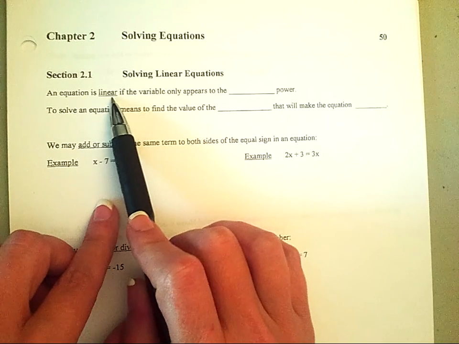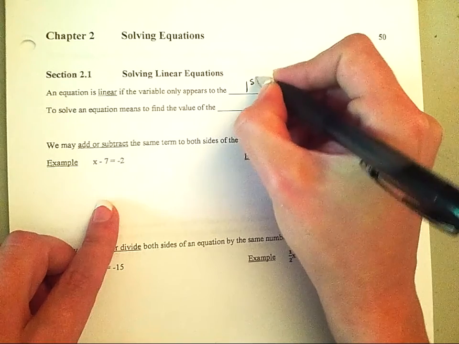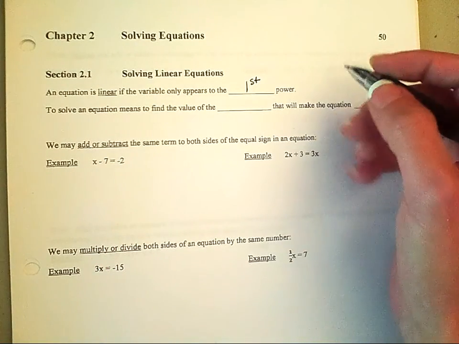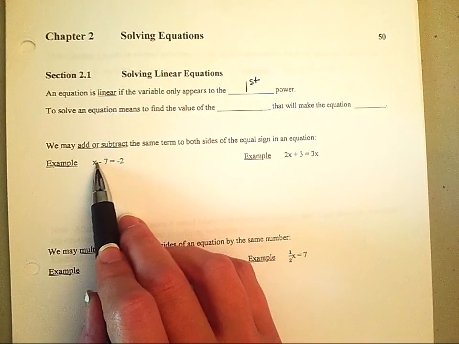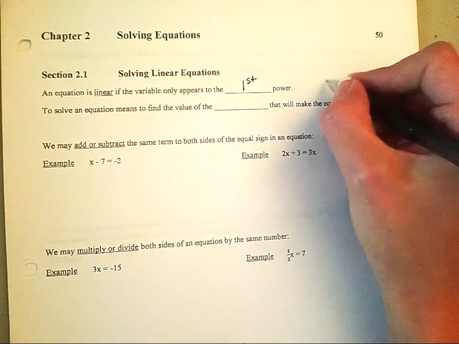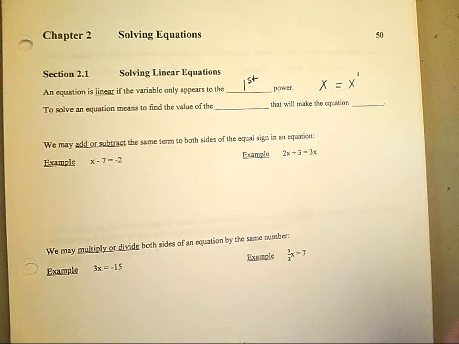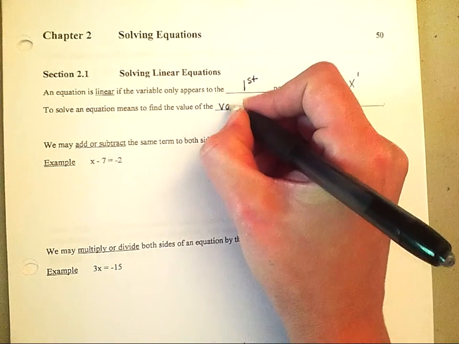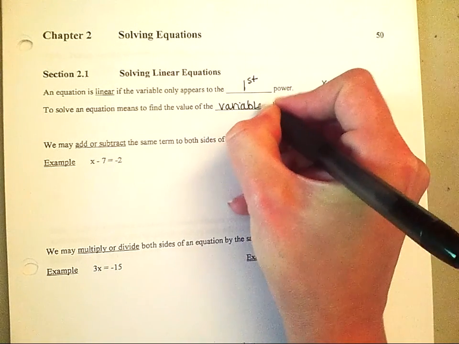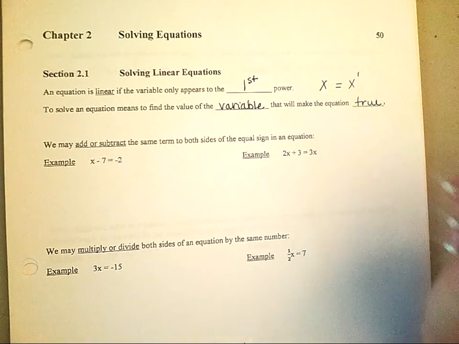This is an important definition. If the variable only appears to the first power. And remember, we think about that as having no exponent. Okay, so for example, x is really x to the first power. Okay? And to solve an equation means to find the value of the variable that will make the equation true. Okay?